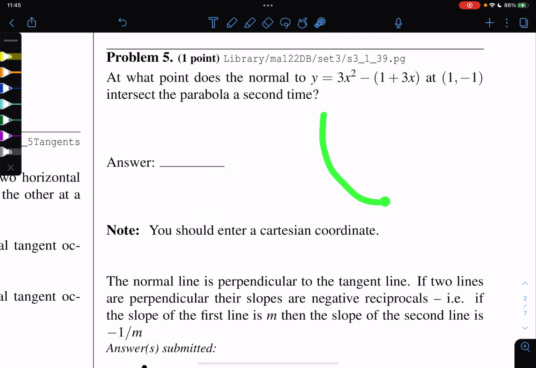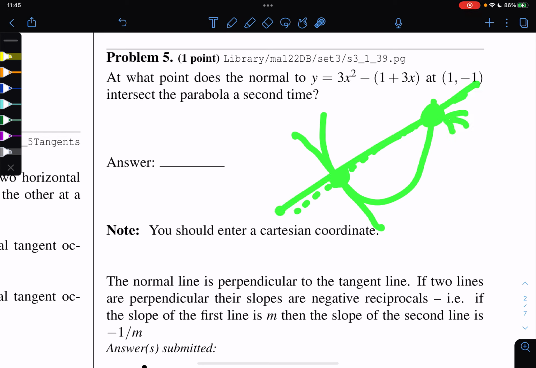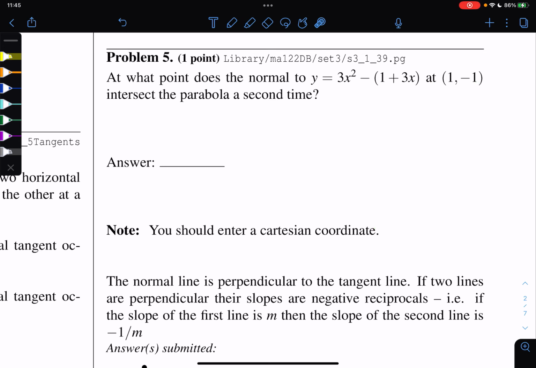For example, I have a parabola, I have a tangent line, I have a normal line. This normal line intersects the curve at this point, and it would intersect at that point. So how do I find it? Well, if I know the equation of a line and the equation of the curve, if they go through the same point, it means the x and y values will be the same. So I'm going to solve a system of equations. Let's try to work that one out.